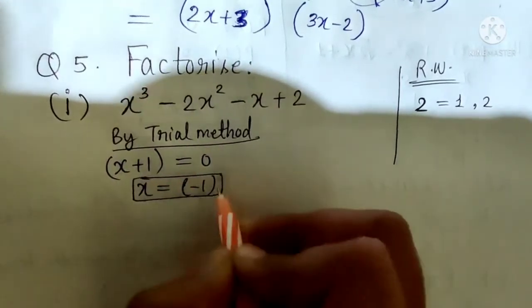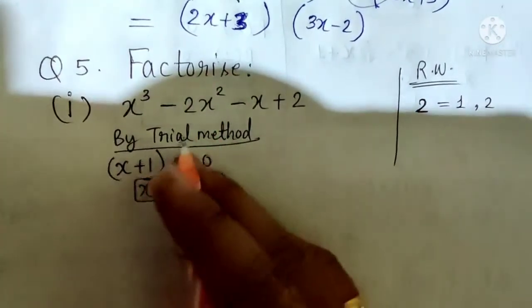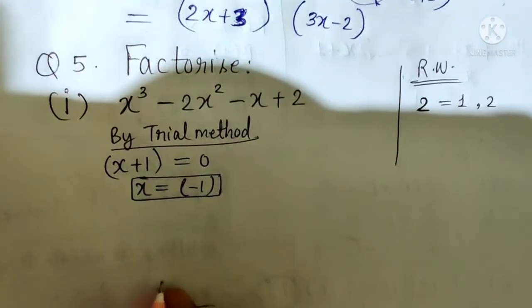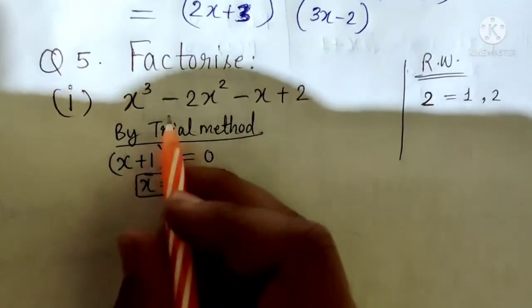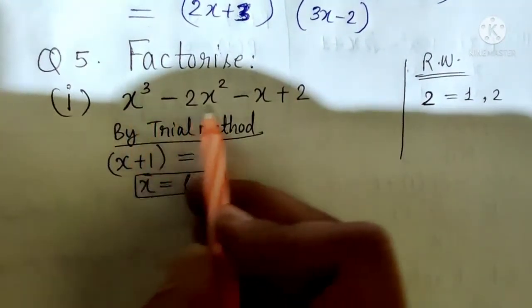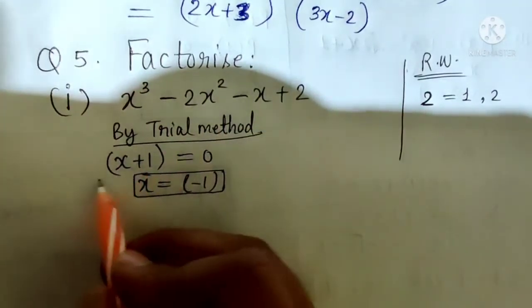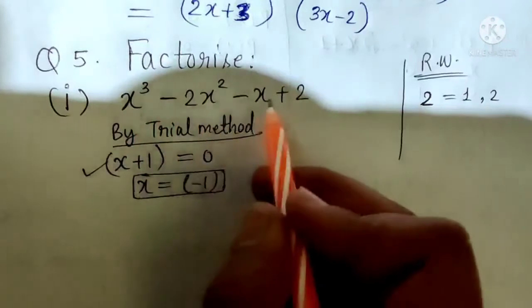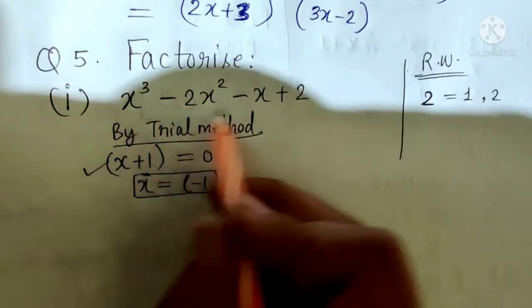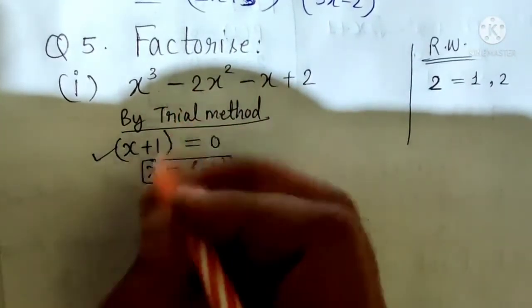So if we put minus 1 here, we can get one factor, as we have done with the remainder theorem. So let's put minus 1 in this one. If this value becomes 0, then we can say that yes, x plus 1 is a factor of the given polynomial. So let's put minus 1 in the given polynomial.